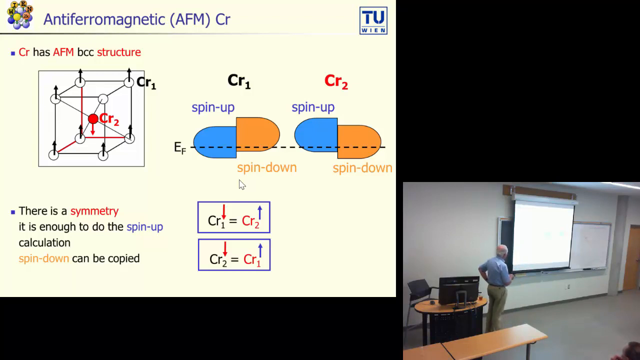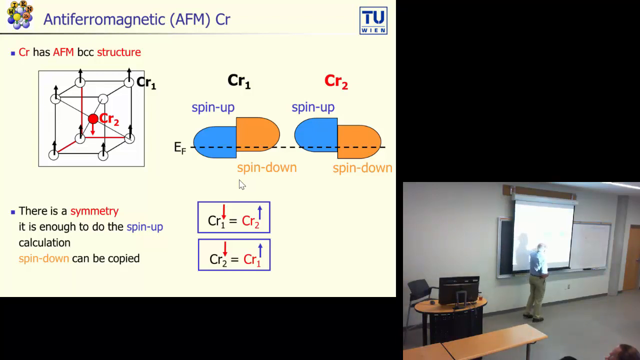Chromium has a cesium chloride structure, so to speak. One chromium has spin up electrons, but the chromium in the center is different, it has spin down. If you do a calculation for chromium, you can use symmetry, which tells you that the two atoms are related by symmetry. Schematically, chromium 1 has a spin up and spin down density of states, and chromium 2 also has a spin up and spin down density of states.